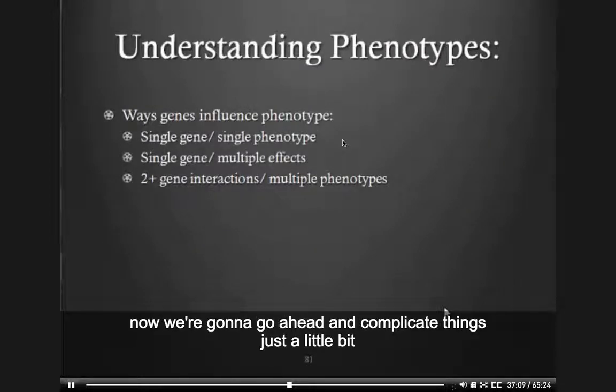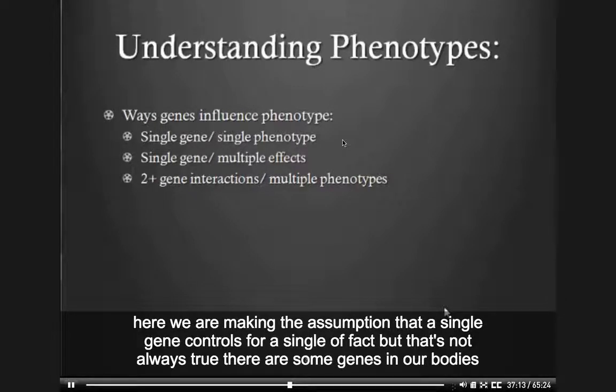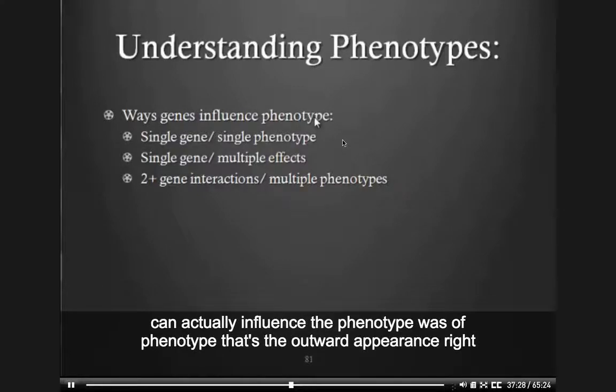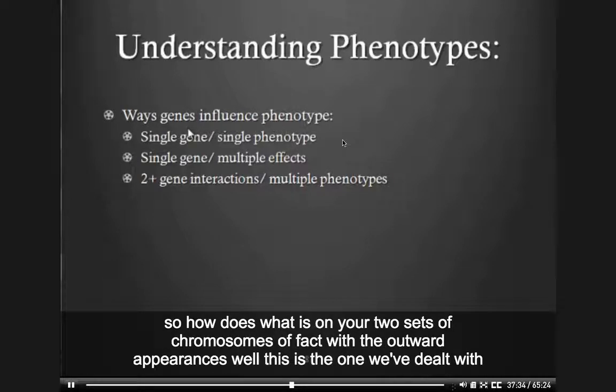Now we're going to go ahead and complicate things just a little bit. Here we are making the assumption that a single gene controls a single effect. But that's not always true. There are some genes in our bodies that actually elicit multiple effects. These are the different ways that I've listed here that genes can influence the phenotype. What is the phenotype? That's the outward appearance, right? So how does what is on your two sets of chromosomes affect the outward appearance?